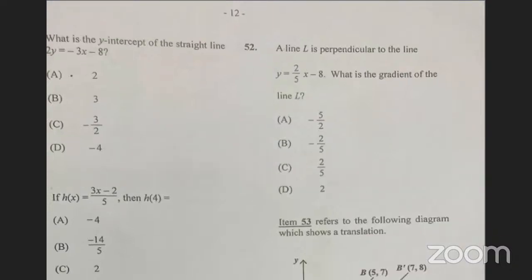A line L is perpendicular to that line. What is the gradient of the line L? Right? It's perpendicular to this. So that's the gradient. And then you have to switch it over and change the sign. So that's -5 on 2.